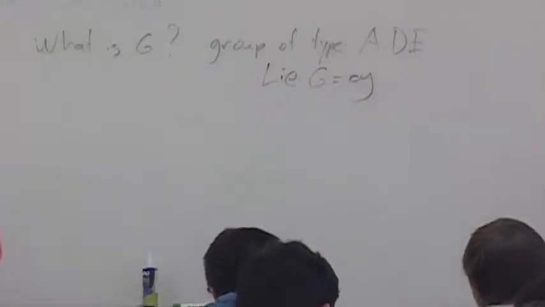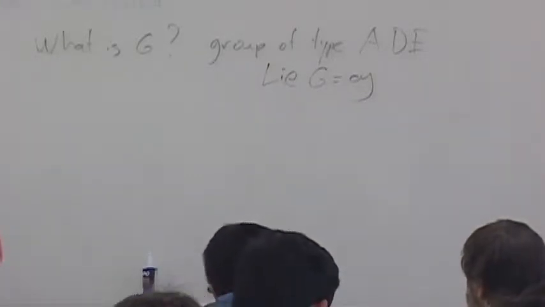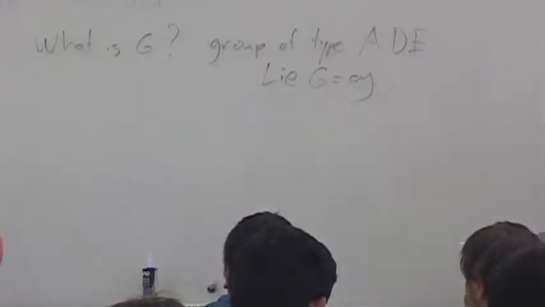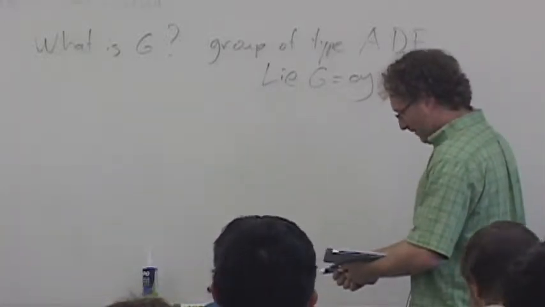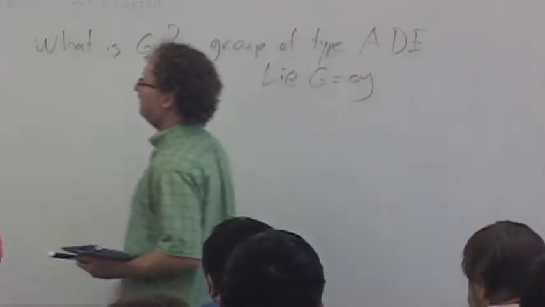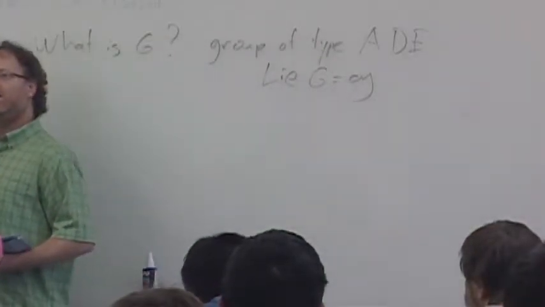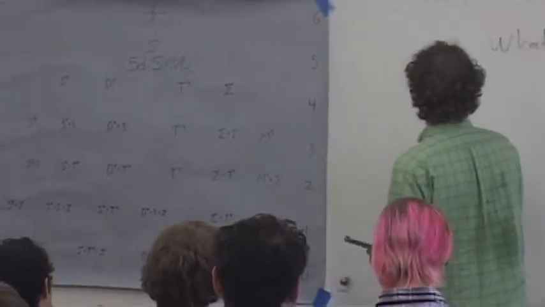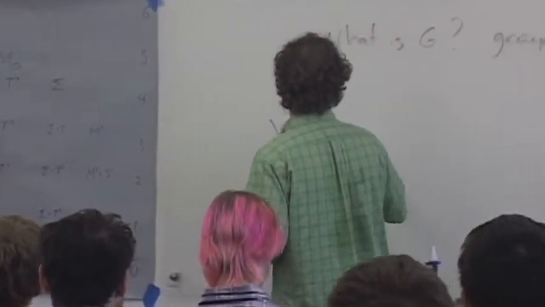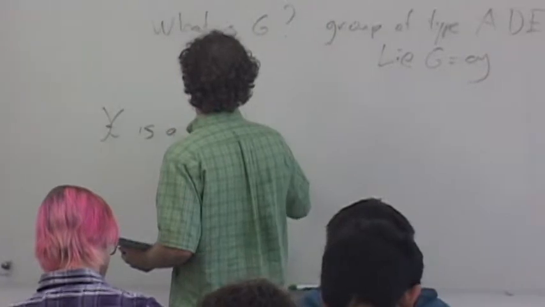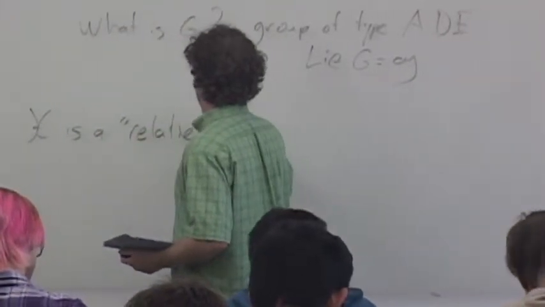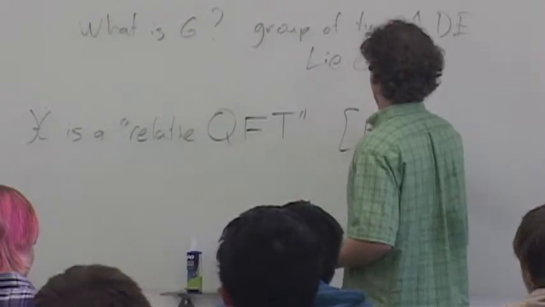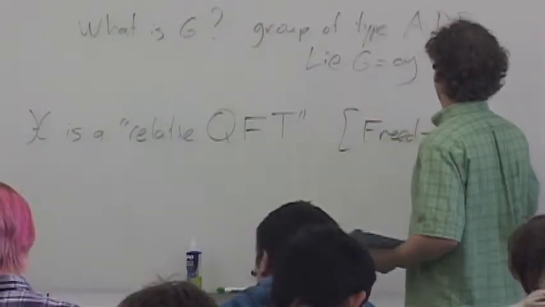Right. So we're going to have a group. Now, you can ask still which one. And that's part of one of the secret rules of the game. So the idea is that this theory X is not a plain old vanilla quantum field theory, whatever that is. It's what you might call a relative quantum field theory. So I referred to a recent paper of Freed and Teleman.